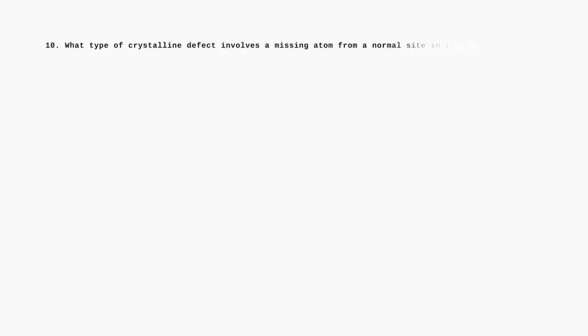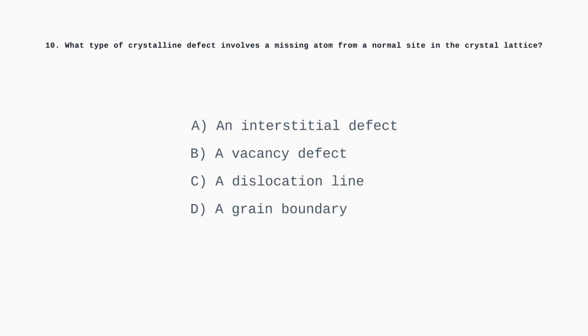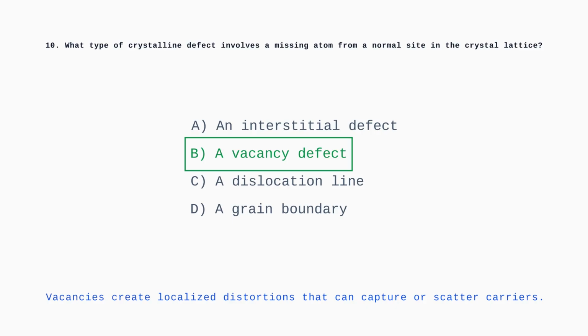Question 10. What type of crystalline defect involves a missing atom from a normal site in the crystal lattice? A vacancy defect is a type of point defect in a crystal lattice structure where an atom is completely missing from its regular position.